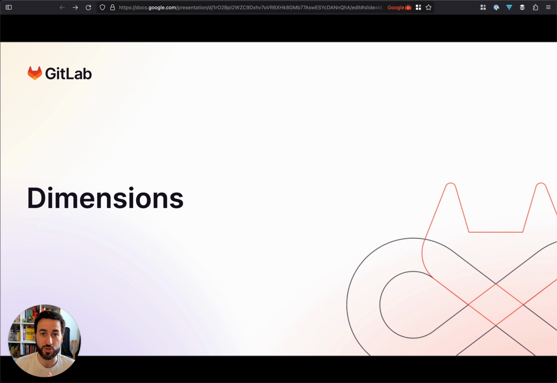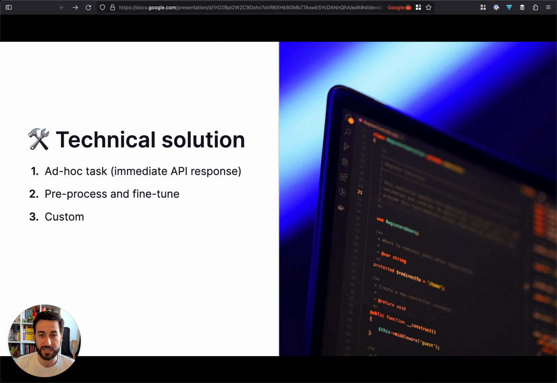So what are some of the dimensions that we can use to help us evaluate what is the most appropriate UX pattern to apply to the AI experience? I'm going to show some patterns that we have identified later in the presentation, but let's first look at these dimensions. So as an example, this is the dimension of the technical solution. So these three levels were shared early on in the integration effort, where the first one, ad hoc task, is an immediate API response and is the easiest technical solution. And from there, we start increasing the difficulty with pre-process and fine-tune, and then finally a custom technical solution.